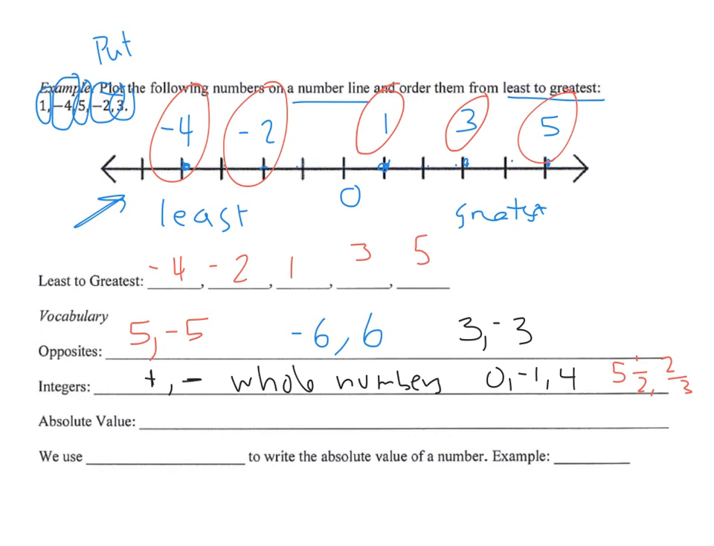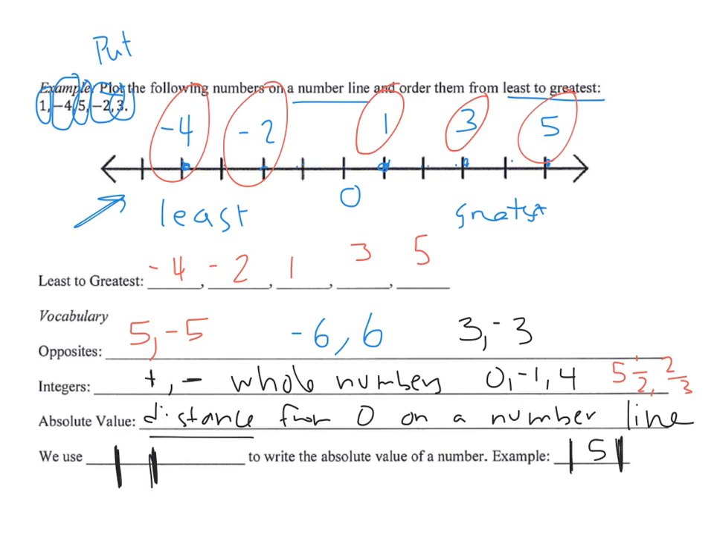Absolute value is the distance from 0 on a number line. And there's going to be more problems on the next page. Distance from 0 on the number line. We use these tall, thick bars to write the absolute value of a number. For example, the absolute value of 5 is read the absolute value of 5.